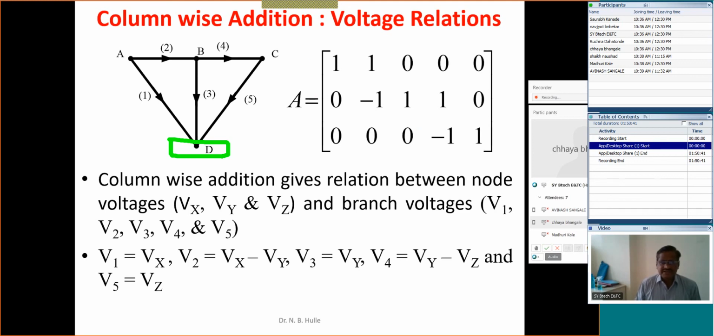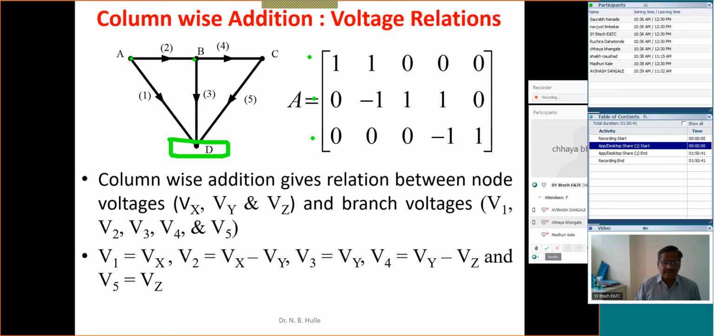As far as this node A is concerned, this is node A, this is node B, and this is node C. If we are taking the parameters for node A, both are outgoing. That's why it is plus 1 and plus 1 for branch number 1 and branch number 2. Is it right? And the remaining entries are 0.